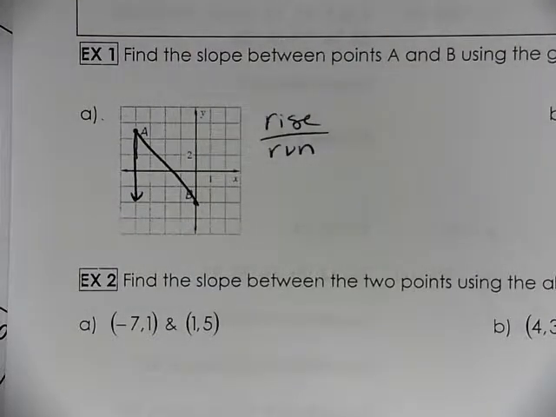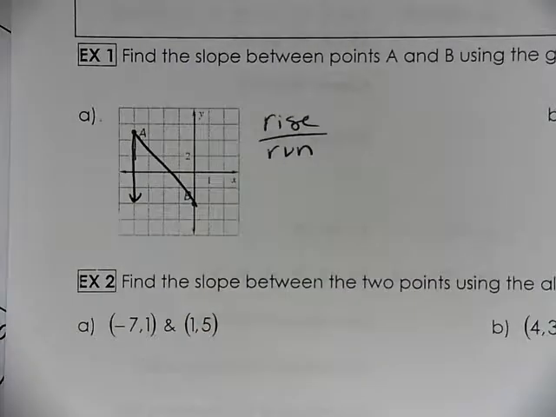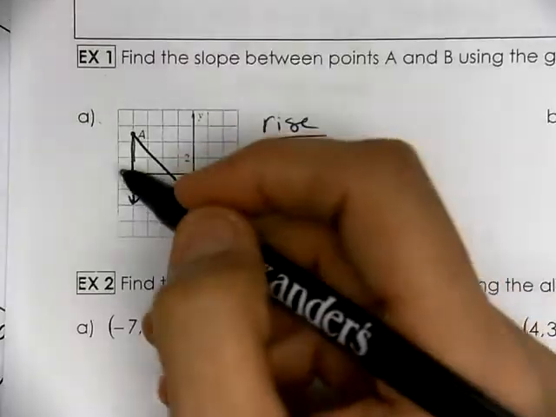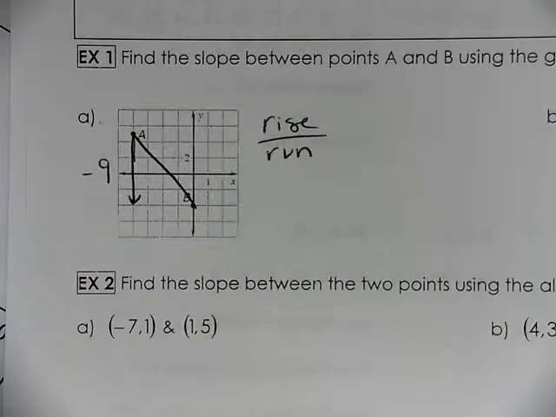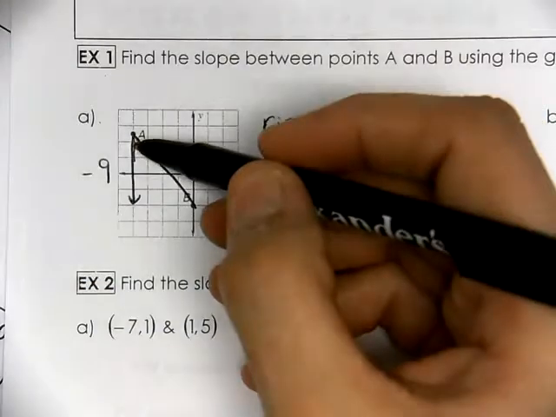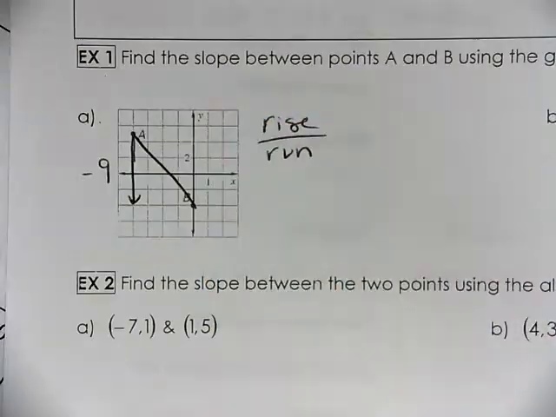But each one's worth 2. 8, but where's A at? Is A at a nice even point? Can you guys see it? A's in between. So I'm actually going down 9. 2, 4, 6, 8, but then there's that 1. So I'm actually going down 9. Does that make sense?